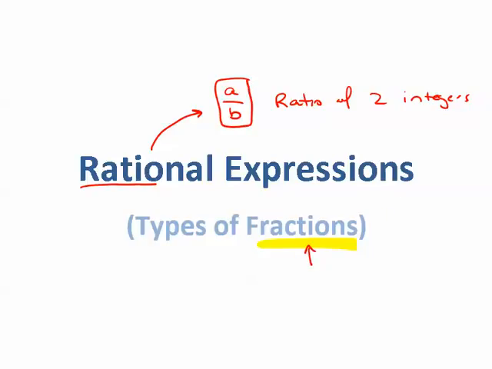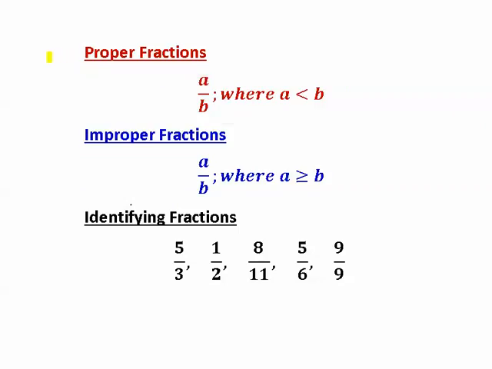So let's take a look now at the types of fractions that we have. As you can see, the first type of fraction is called a proper fraction, and the second type is called an improper fraction. So if you look at a proper fraction, a over b, the numerator, which is the top number, has to be smaller than the denominator, which is the bottom number. So for an improper fraction, the top number, the numerator, has to be greater than or equal to the denominator, the bottom number. So let's identify the fractions that we have down here.